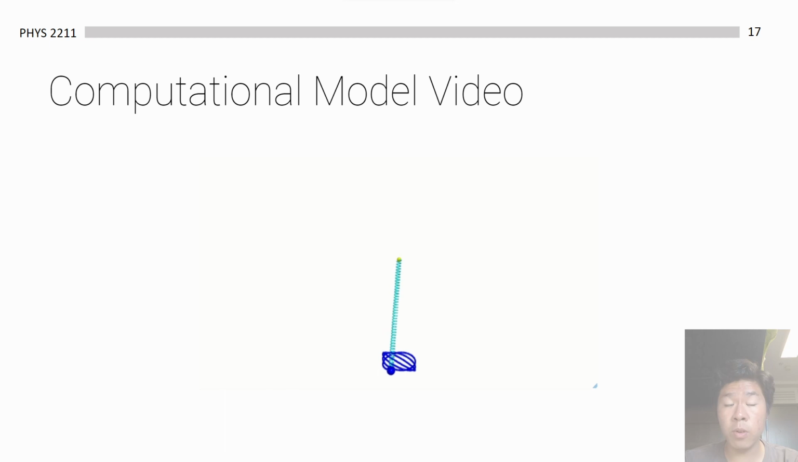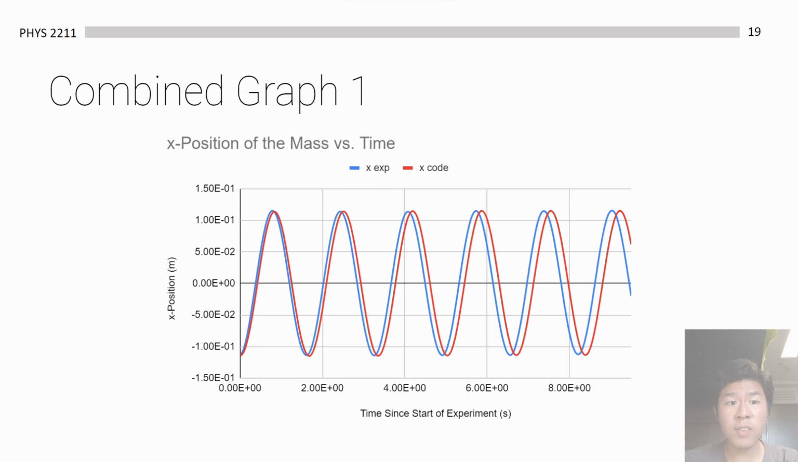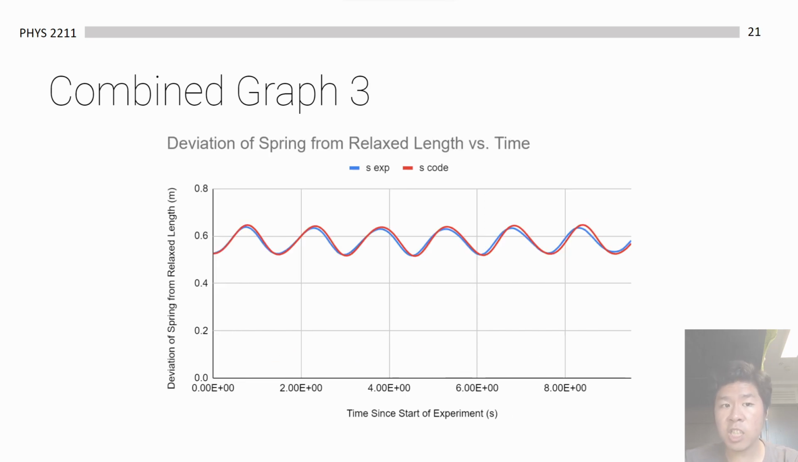So here is the video of the computational model that I obtained. And here is the data that I obtained from the computational model. By combining them into graphs, we can see here is the x position of the mass compared to the time. Here is the y position of the mass compared to the time, and here's the deviation of the spring from the relaxed length compared to the time.